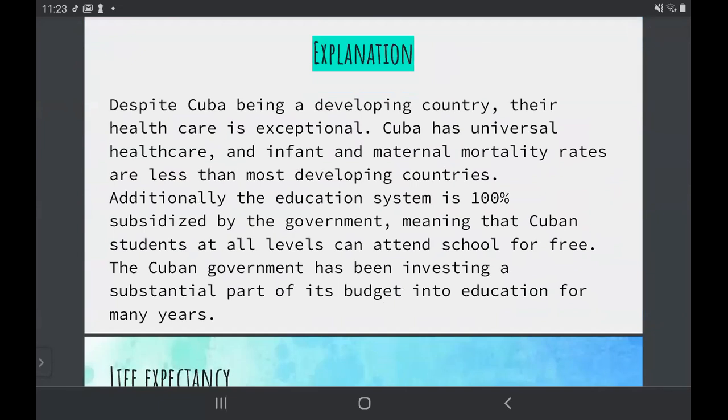So this is a next explanation. Despite Cuba being a developing country, their healthcare is exceptional. Cuba has universal healthcare, and infant and maternal mortality rates are less than most developing countries. Additionally, the education system is 100% subsidized by the government, meaning that Cuban students at all levels can attend school for free. The Cuban government has been investing a substantial part of its budget into education for many years.